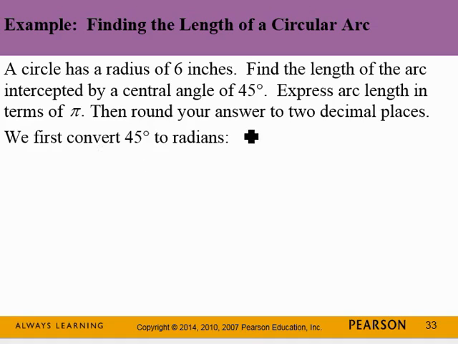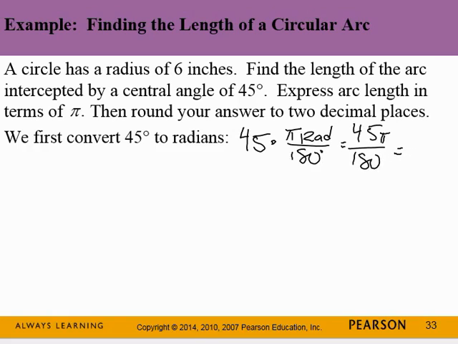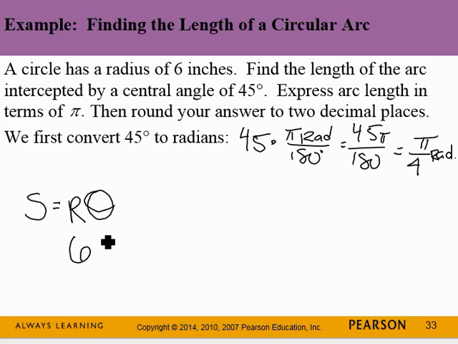So if you remember, you have to do your 45 times pi radians over 180. So we have pi over 4. Now, arc length equals radius times theta. So we have 6 times pi over 4.